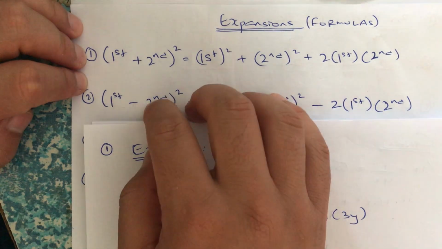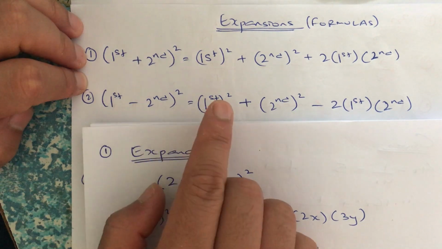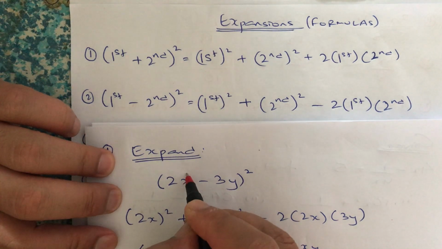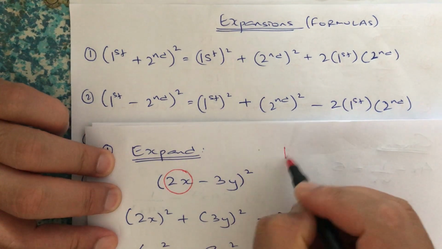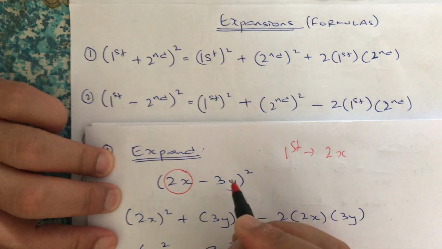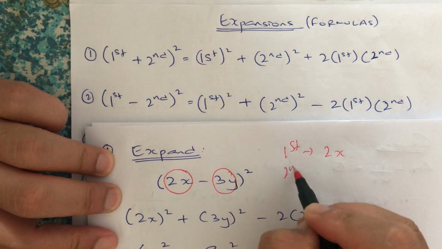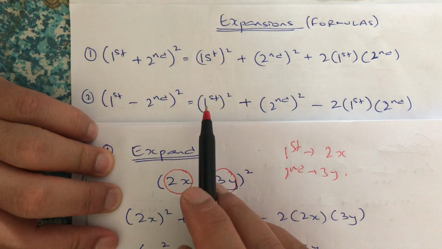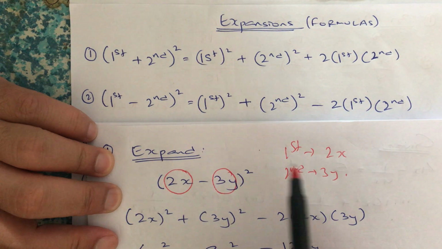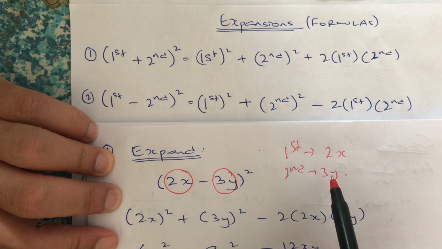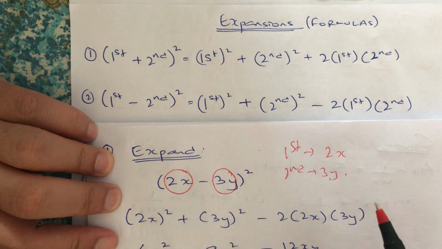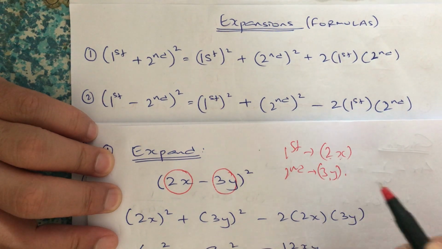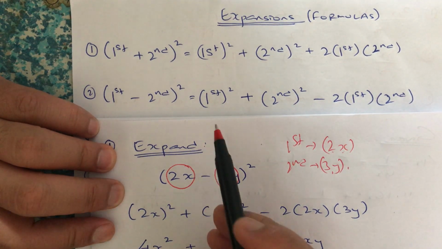Okay, so now over here the formula says first, second, but over here we don't have a first, second. So what is the first over here? If you look carefully, the first is this. So that means the first over here is my 2x, and the second over here is my 3y. So in the formula, wherever I see the first, we'll have to replace that by a 2x, and wherever I see a second, I'll have to replace that by a 3y. And whenever I have more than one term, we always put it inside a bracket.